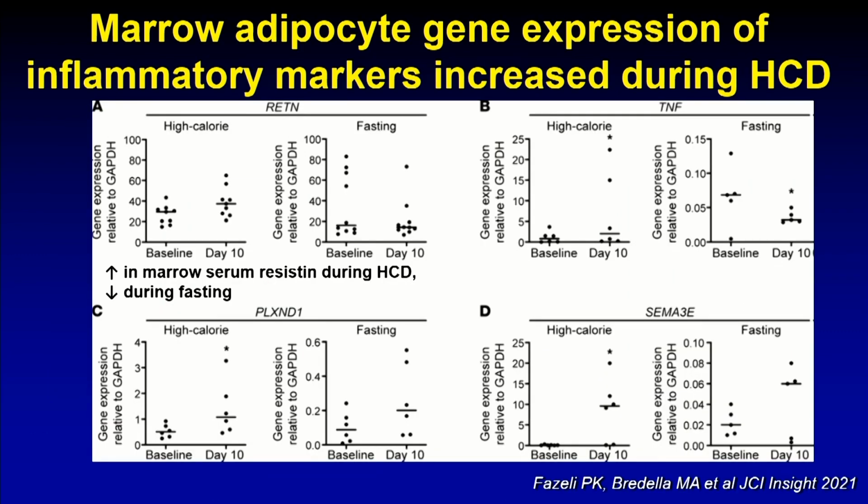Okay, so what was really interesting, we looked at the gene expression of inflammatory markers within the marrow adipocyte. During the high caloric diet, we found that in the marrow, resistin, which is an inflammatory marker, increased and decreased during fasting. The other inflammatory markers you see here, TNF-alpha and others, significantly increased during the high caloric diet. So the marrow adipocytes changed their gene expression to produce a lot of inflammatory markers.